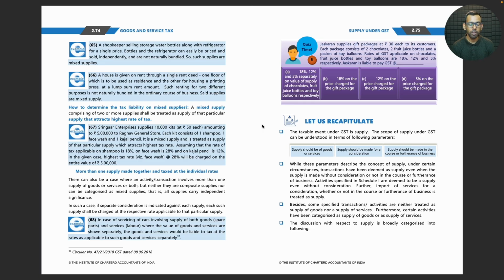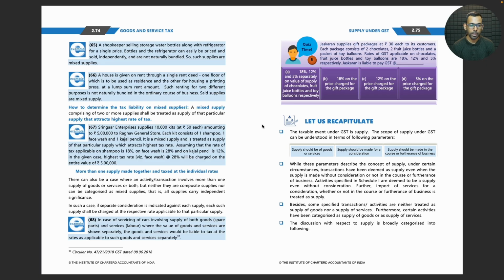A house is given on rent through a single rent deed, one floor of which is to be used as residence and the other for housing a printing press at a lump sum rent amount. Such renting for two different purposes is not naturally bundled in the ordinary course of business. The said supplies are mixed supply. And how to determine the tax liability on mixed supplies? A mixed supply comprising of two or more supplies shall be treated as supply of that particular supply that attracts highest rate of tax.